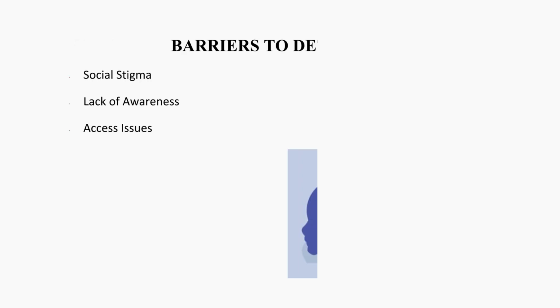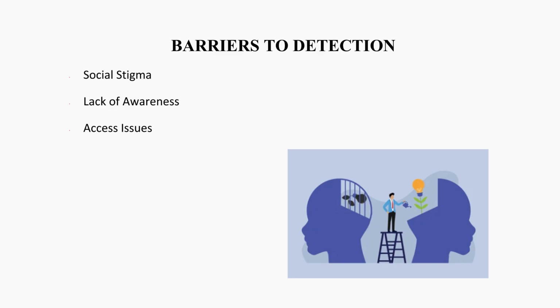We have barriers like social stigma, that is, the fear of judgment or discrimination. We have barriers such as lack of awareness. There are various myths and misconceptions about mental illness, and access issues, like limited resources or professionals in different areas, specifically in rural areas, where we cannot help the person in need at that moment.